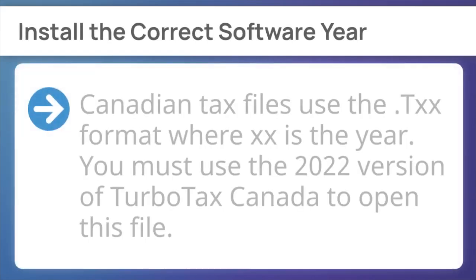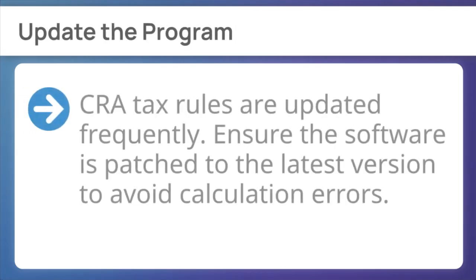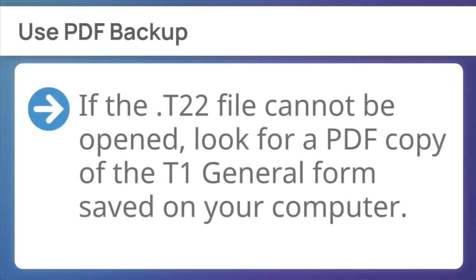First, install the correct software year. Canadian tax files use the TurboTax format, where XX is the year. You must use the 2022 version of TurboTax Canada to open this file. Next, update the program. CRA tax rules are updated frequently. Ensure the software is patched to the latest version to avoid calculation errors. Finally, use PDF backup. If the T22 file cannot be opened, look for a PDF copy of the T1 general form saved on your computer.